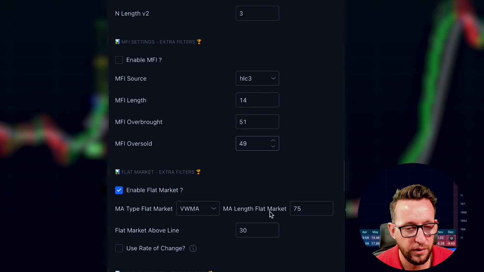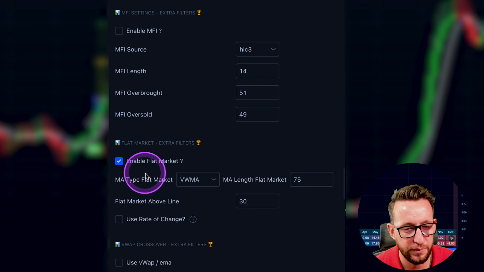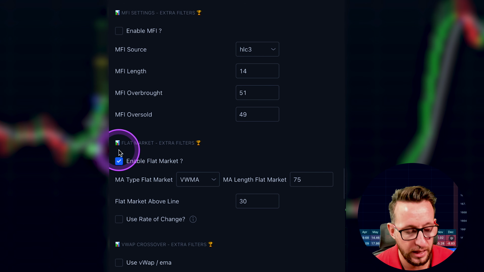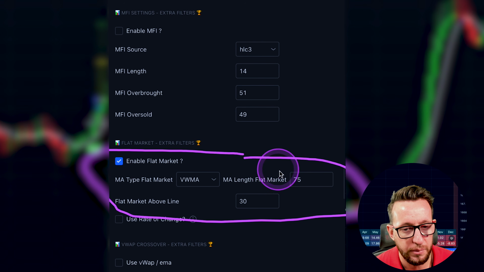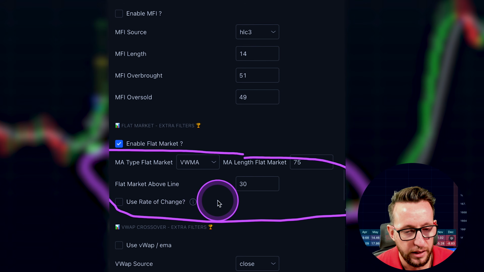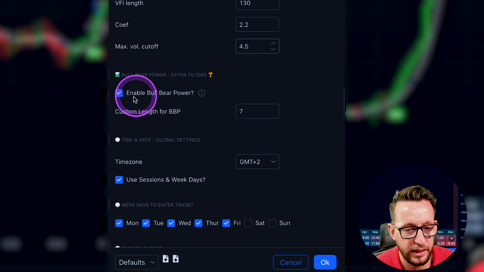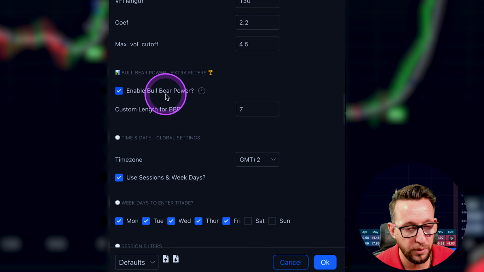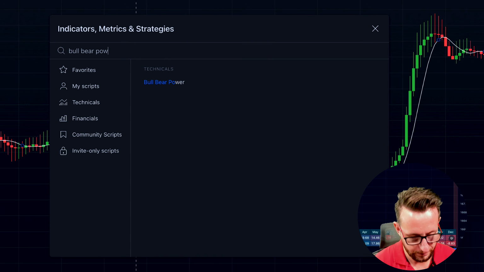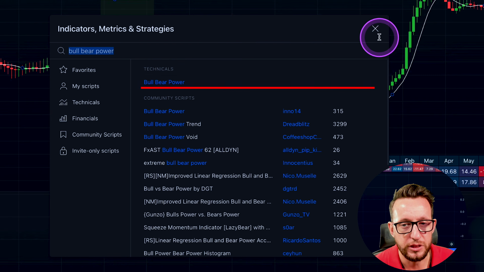Other confluence I've added is the David Tech flat market, which gives us much better results. This is the actual setup I'm using for that here. So as you can see, I'm using the MA line of 75, using the volume weighted average. So I'm going to continue down, and I've also added the bull bear power, which is this indicator here.